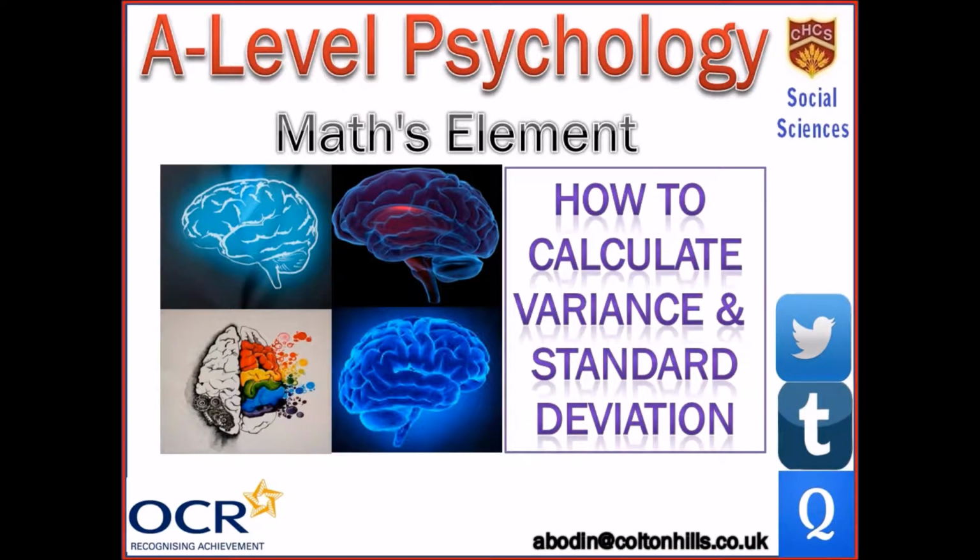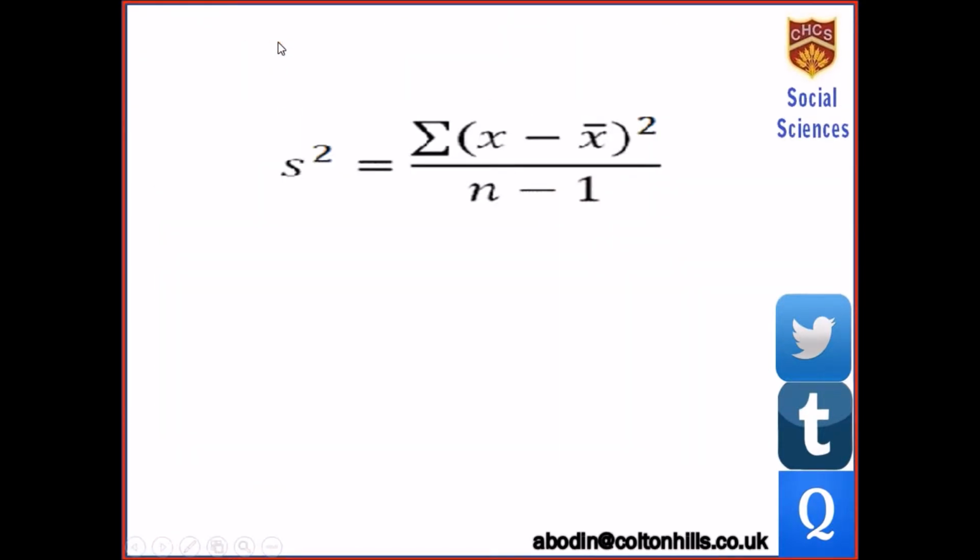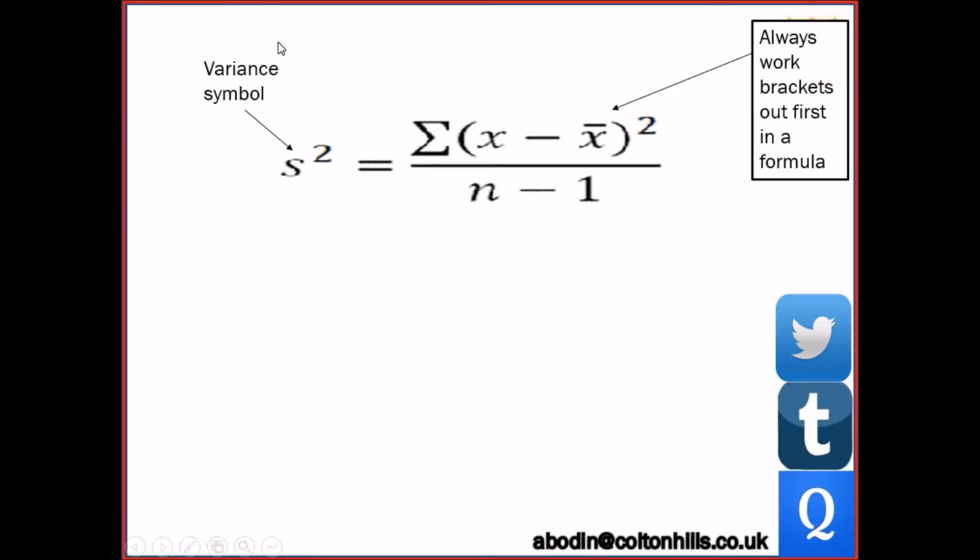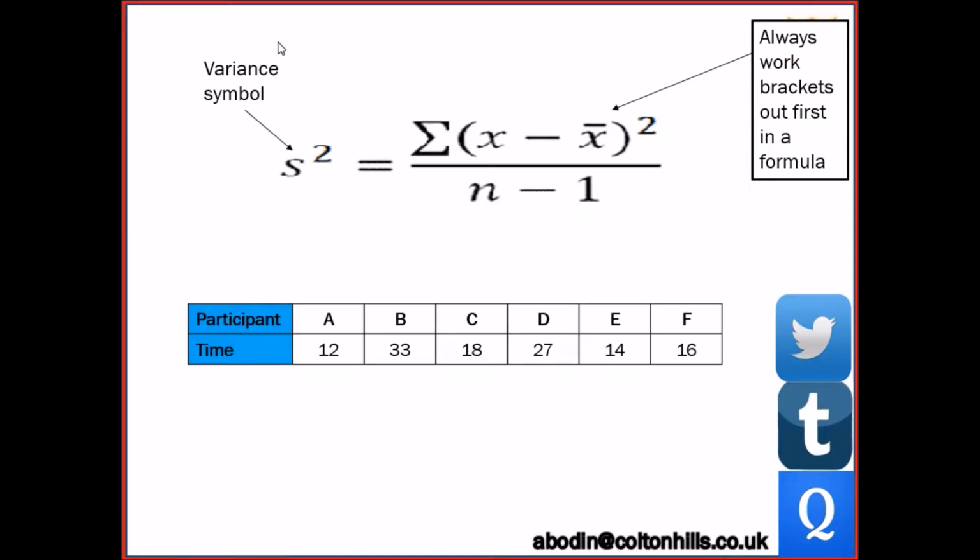So this is a video that is going to help you learn how to calculate variance and standard deviation for A-level psychology. So here's the formula for variance, with the symbol for variance here, and just a reminder that you work out the brackets first within a formula. So we're going to do a worked example here.